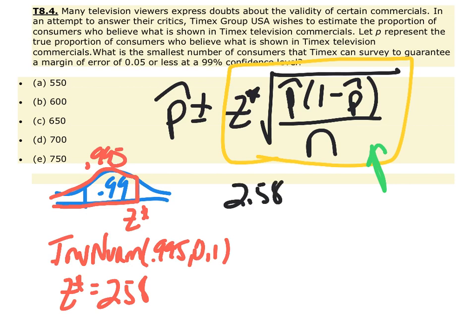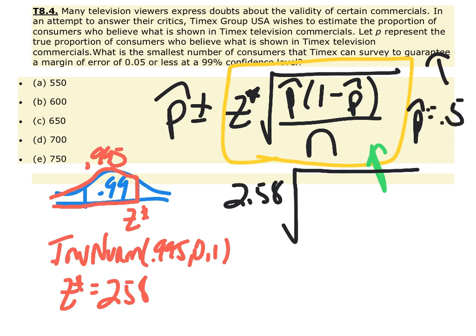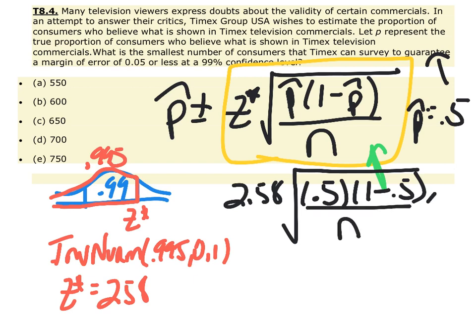Then when we look at the amount for the standard error, if they don't talk about the P hat in the problem, be conservative and assume P hat is 0.5, which is what you should do for these types of problems. So let's put 0.5. 1 minus P hat would be 1 minus the 0.5. And our sample size is what we are trying to figure out, so that would be N. And we want this to be less than or equal to 0.05, which is the margin of error they're looking for.